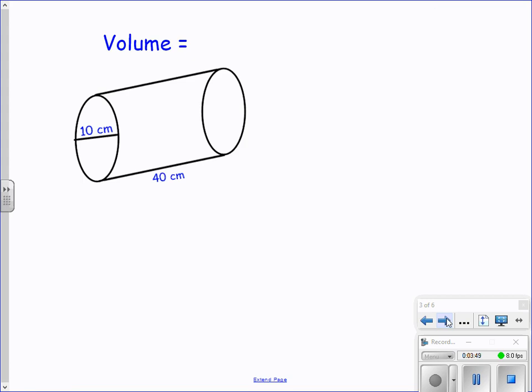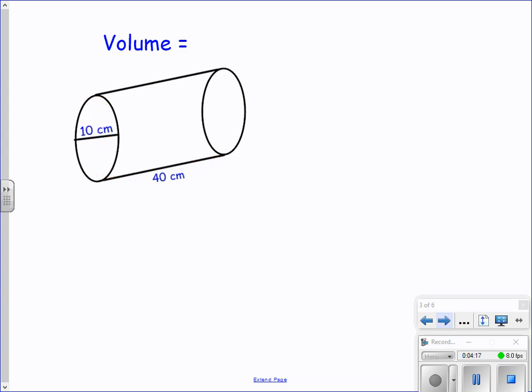Let's try a cylinder. So how do I find the volume of a cylinder? How do I find how much material will fit inside of a can that's round, like a Pringles container? So here we have a tube, it's a cylinder. If we can find the area of this circle and then times it by 40, we should have the volume of the cylinder. So let's just see if we can find the area of the circle.